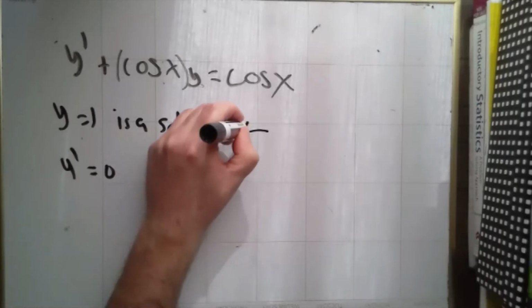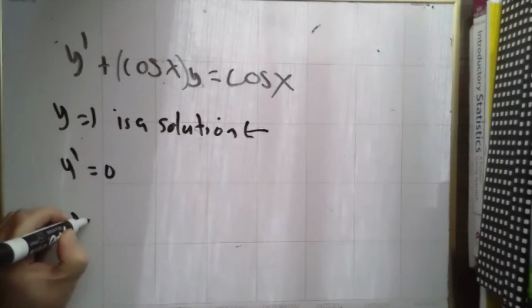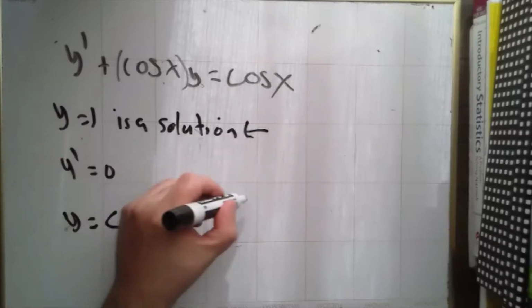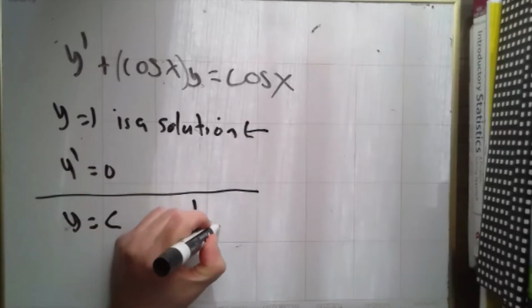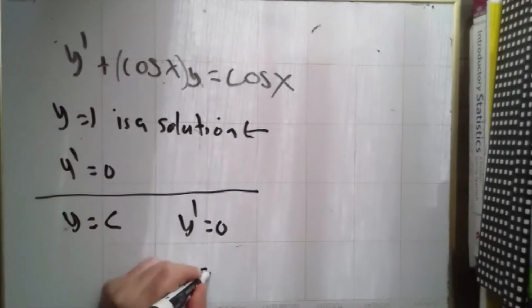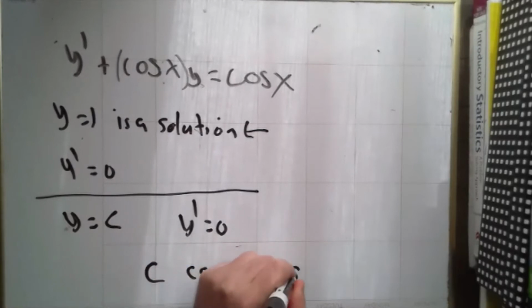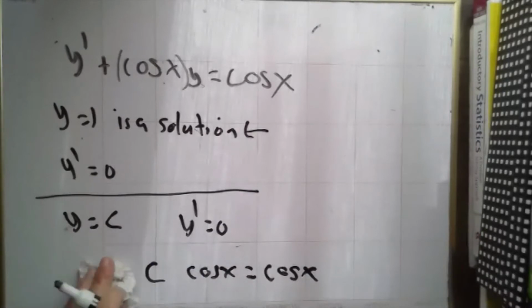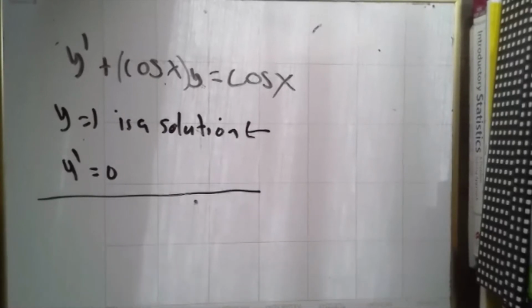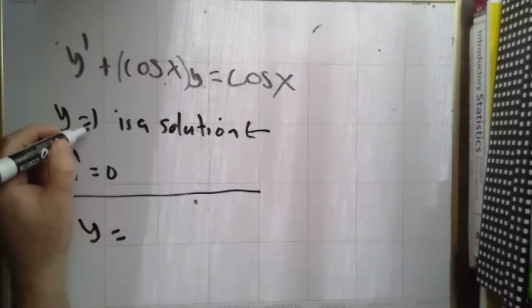So I noticed this, so my next thought is, I wonder if y equals a constant would work. Like maybe y equals 5 might also work. But we see pretty quickly that doesn't work. y prime would still be 0. And then if I plug this in, I would get c times cosine of x equals cosine of x. That only works for 1. So then you might think, oh, well, maybe our general solution, we've got to have this 1 in there.